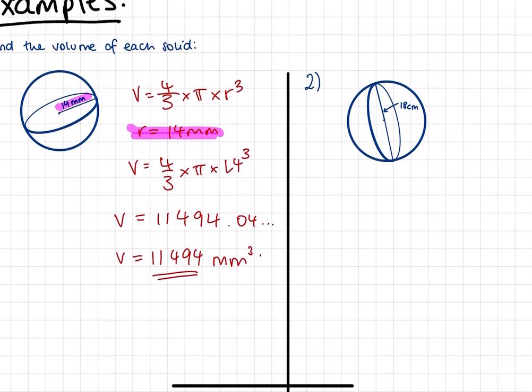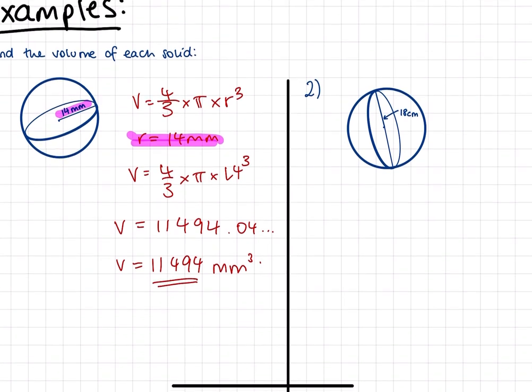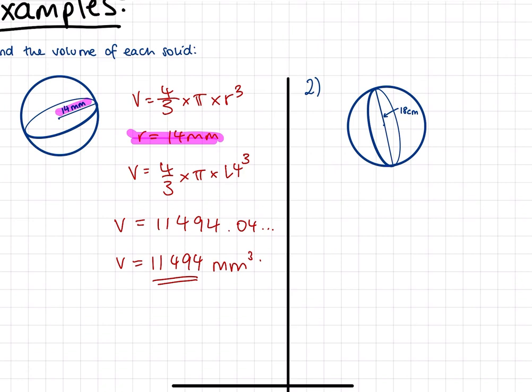Okay, let's look at this second example. So the second example is the diameter. Okay, so the diameter here is 18 centimeters. So what we need to do with our formula, let's just write it here, is we need to first find the radius. So a radius is equal to the diameter divided by 2, which equals 18 divided by 2, which equals 9. Okay, so our radius in this case is 9.